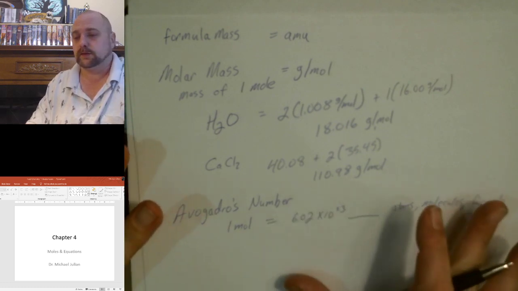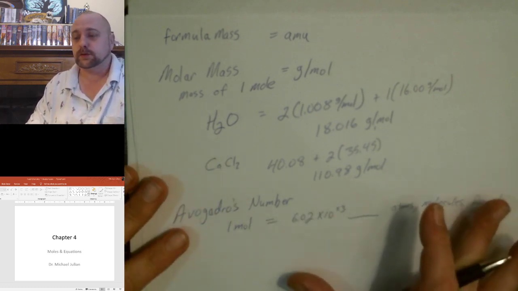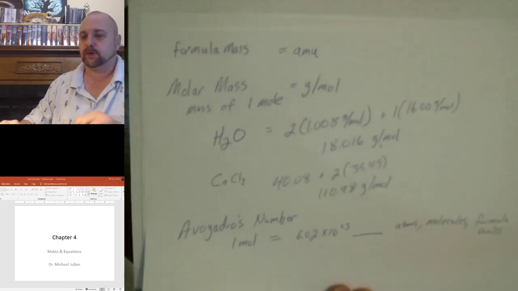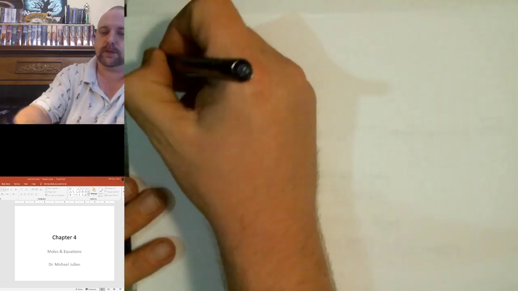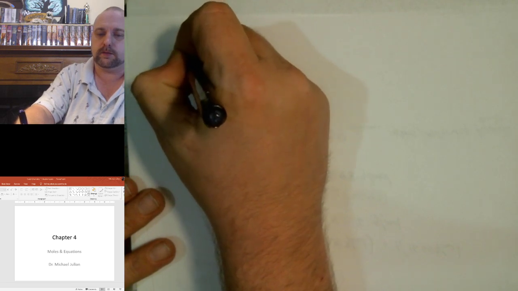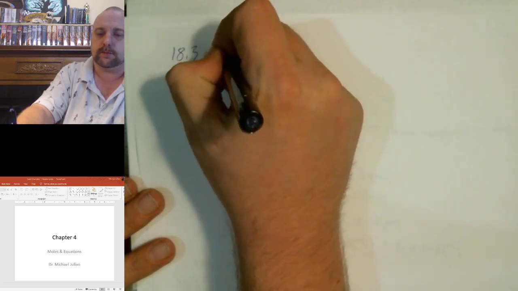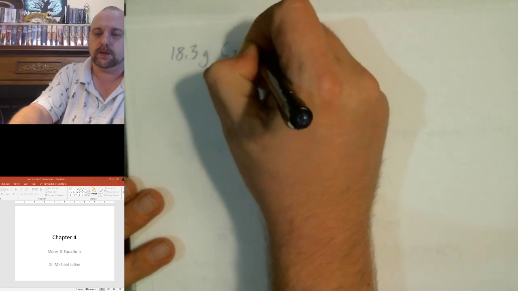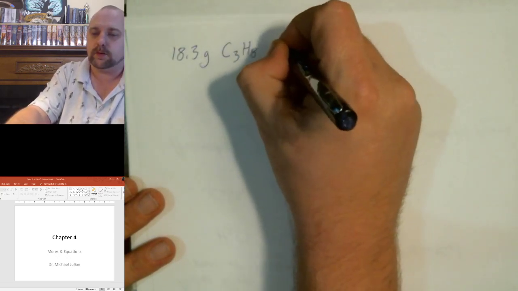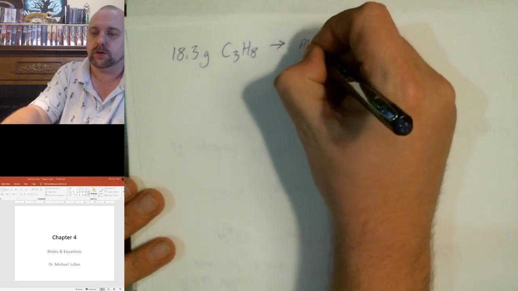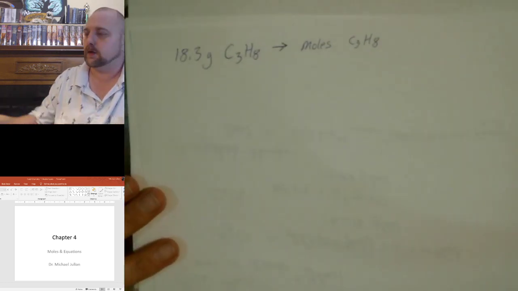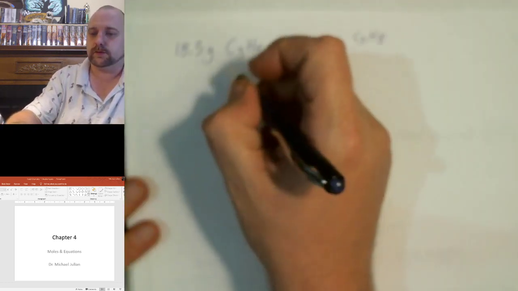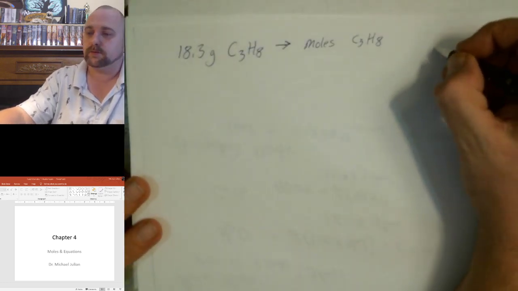So this leads us to a little bit of an issue of how do we use these. So I'll show a few example problems, but the big kicker for a lot of people turns into being, when do you use them? So if I had 18.3 grams of C3H8 and I want to convert that over, and it says take that to moles of C3H8.